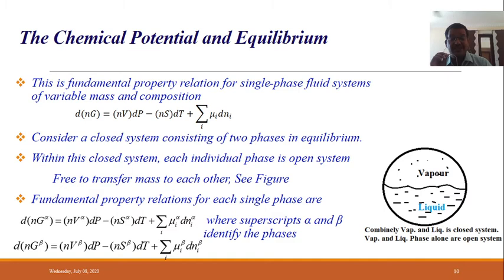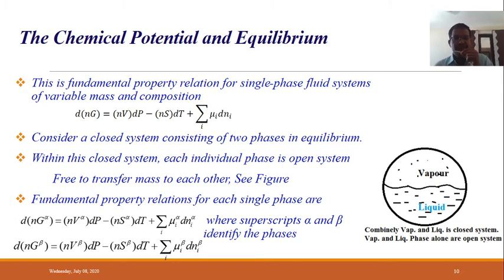As discussed earlier in thermodynamics, this type of system is called an open system. Similarly, your liquid is also an open system, because it is also exchanging mass, moles, with the vapor phase. But combined, these are a closed system, because the complete circle is a rigid boundary, which will not allow mass to transfer outside that particular system to the surroundings.